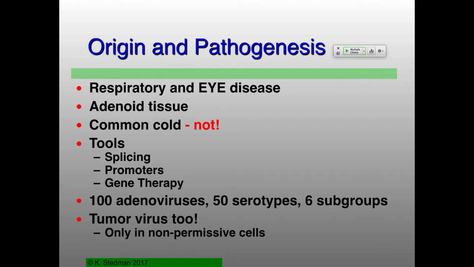Probably most important as far as what we know about these adenoviruses is that they're really great tools for understanding splicing and promoters. This was old school. And these days also gene therapy. It turns out that these are very good at getting whatever DNA happens to be inside the capsid to the nucleus and inserting that into the nucleus. Lots of people, in fact, I think it's something like 30% of gene therapy is actually using adenovirus vectors, and most of the rest adeno-associated virus vectors. So that's where these guys come from.